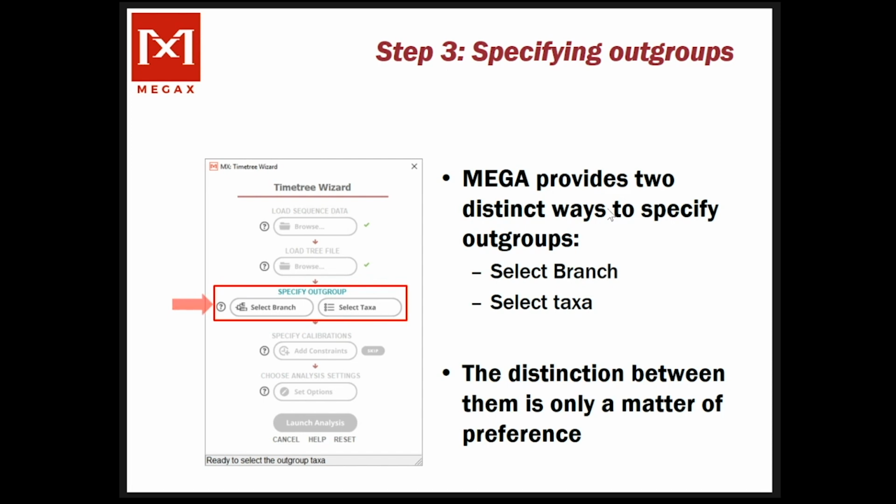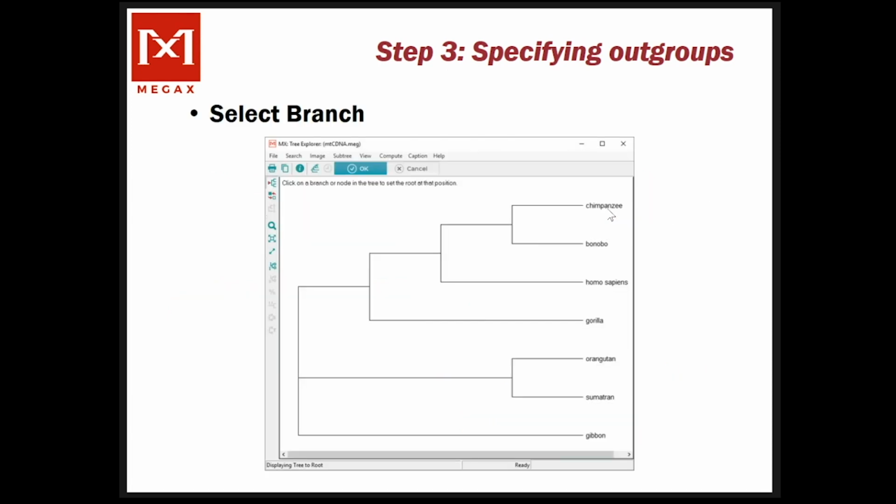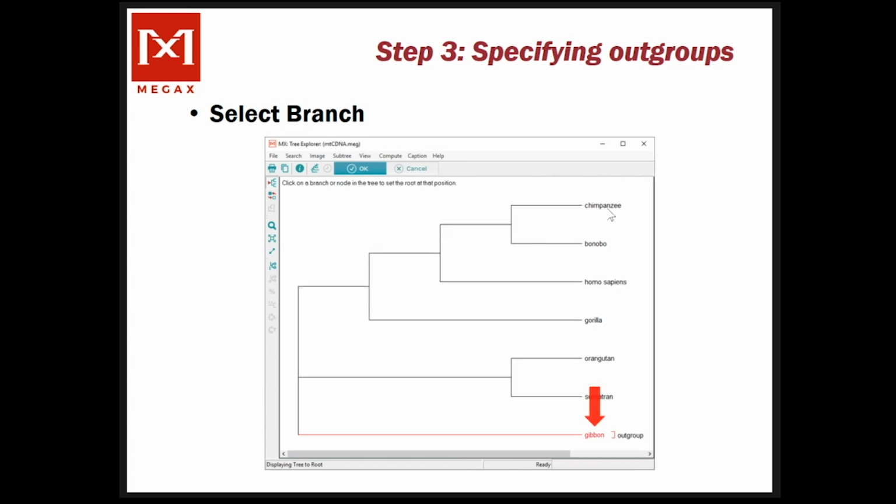So if you select branch, this window will open. In this window, you just have to select the lineage that contains the outgroup sequences. In this case, the GBOM is our outgroup, so just click that, and Mega will highlight that in red, and the word outgroup will appear on the right of the outgroup sequences.